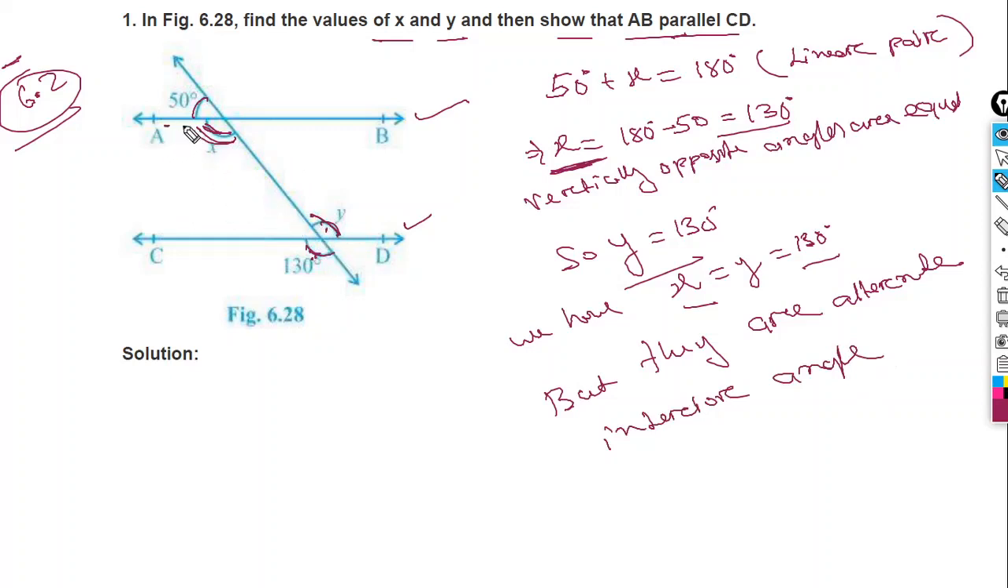Therefore line AB and CD must be parallel. So you can write like this: AB parallel CD. As alternate interior angles are equal, then we can say the two lines are parallel. Now we'll move to the next question.